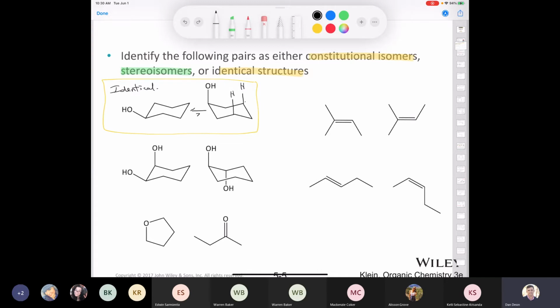All right, let's move down to the next two. I'll put them in a red box, these two here. What about these two? Could anybody tell me what these would be. Would these be stereoisomers, identical, constitutional? Yeah, I tend to agree. Yeah. Anybody else have an answer?